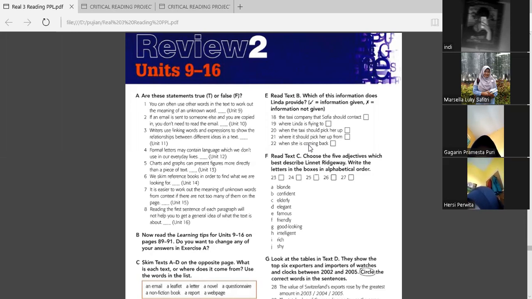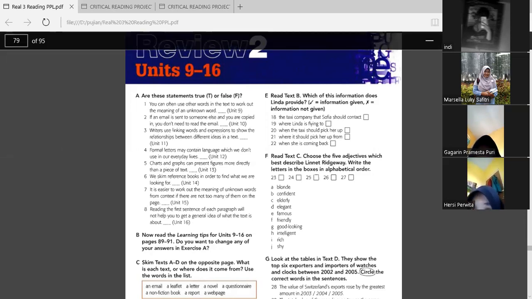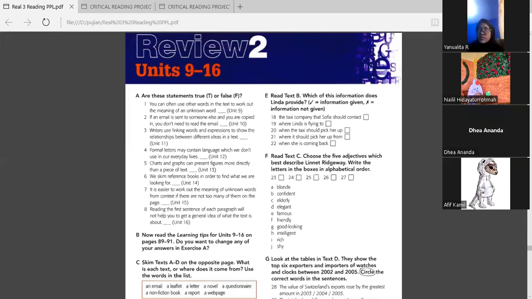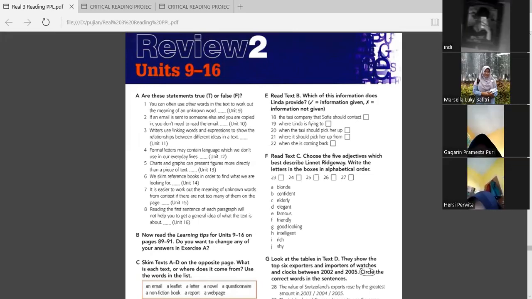Hello? Can you do it faster? Bisa dipercepat sedikit. Ayo, mungkin yang bisa bantu. Was that number one, true or false? True. True, good. Okay, number two, RC.